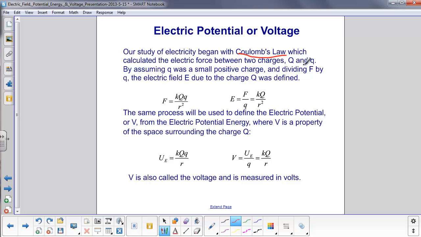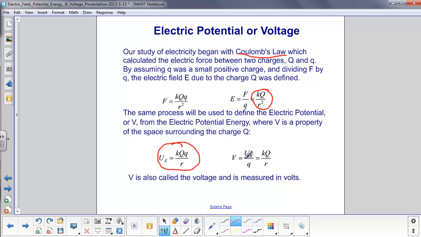Coulomb's law calculated the electric force between two charges, and again we'll use the capital Q and a little q. We then assumed Q was a small positive test charge. We divided the force by q, and that's how we came up with the definition for electric field, which is kQ over r squared. We then found the electric potential energy, U sub E, by taking the work done to move two charges close to each other. We used a little calculus, well, made reference to it, and we came up with the potential energy is equal to k big Q times little q divided by r.